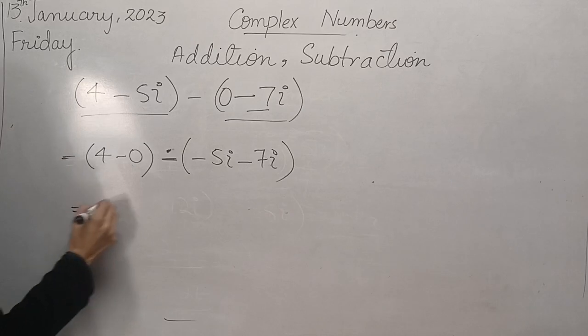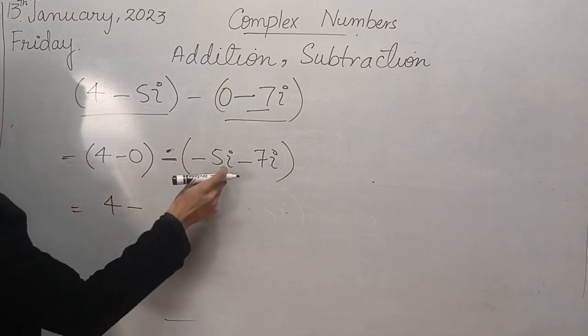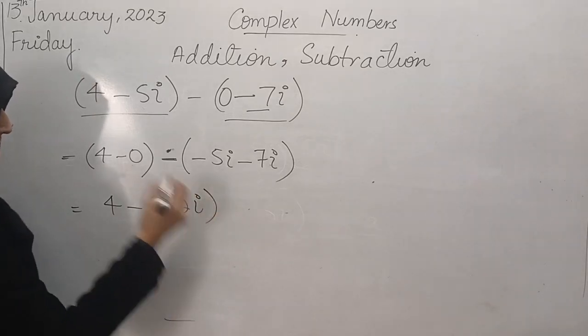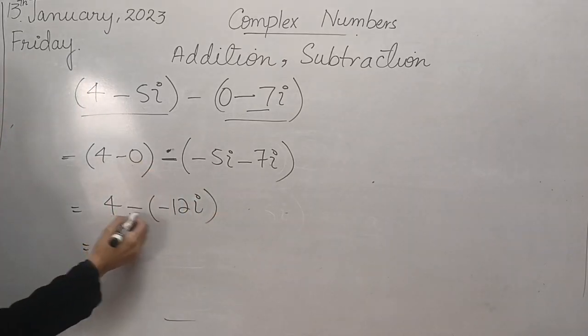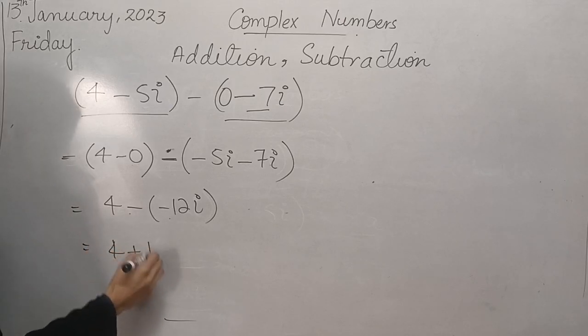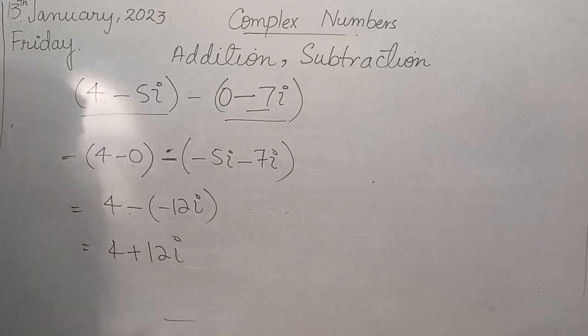4 minus 0 is 4, and minus 5 minus 7 is minus 12 iota. This minus will become plus. So we have 4 plus 12 iota. This is the subtraction of 4 minus 5 iota and 0 minus 7 iota. Clear?